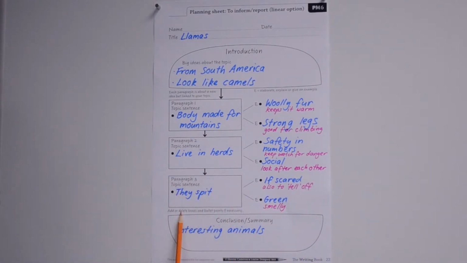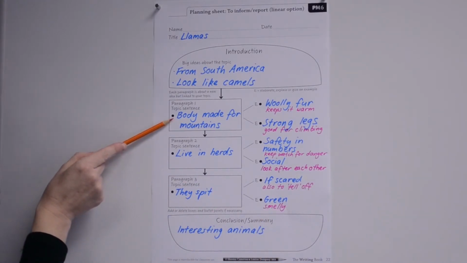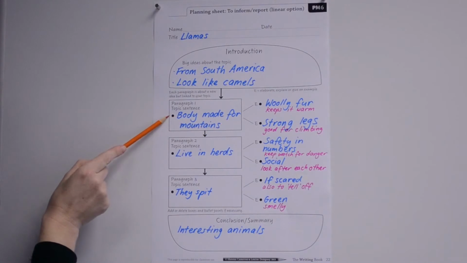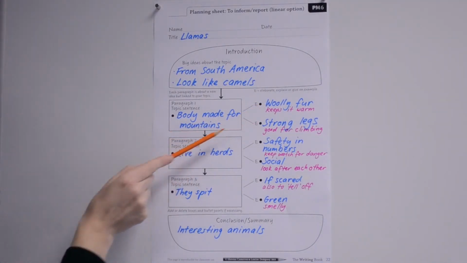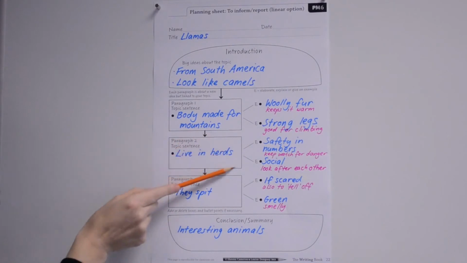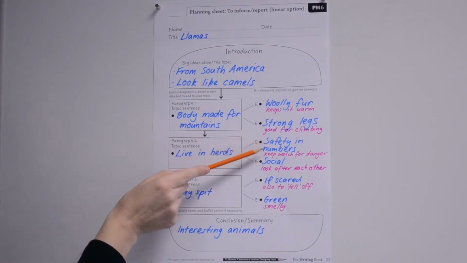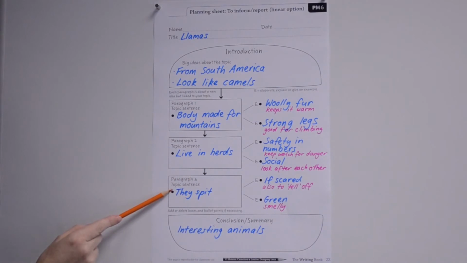For my third paragraph, I've chosen that they spit, which I think is a bit fun. They spit, why? Because they're scared, and also to tell people off. And just a little bit more of information, it is green and smelly. So I have my first paragraph here, which has a topic sentence and then 2 things that back it up. For my second paragraph, they live in herds, and 2 things that back that up as well. For my third paragraph, again, I've made a statement and I'm backing it up. And then for my conclusion, I've chosen that I think that they're really interesting animals.